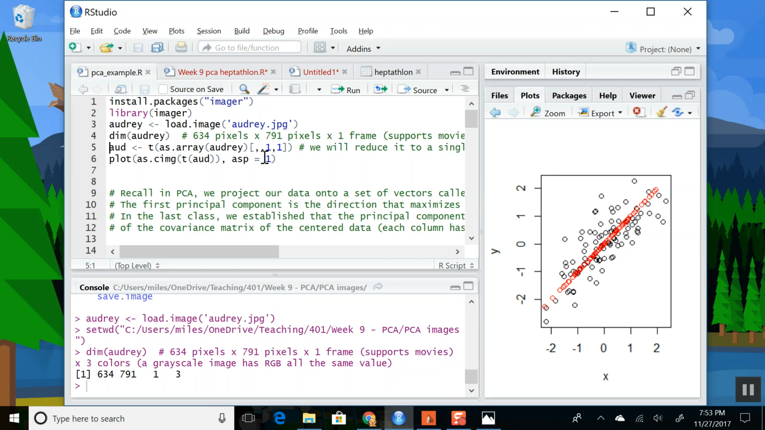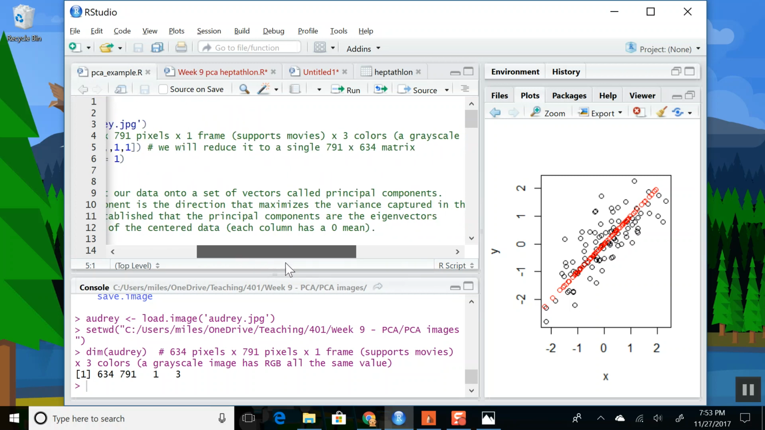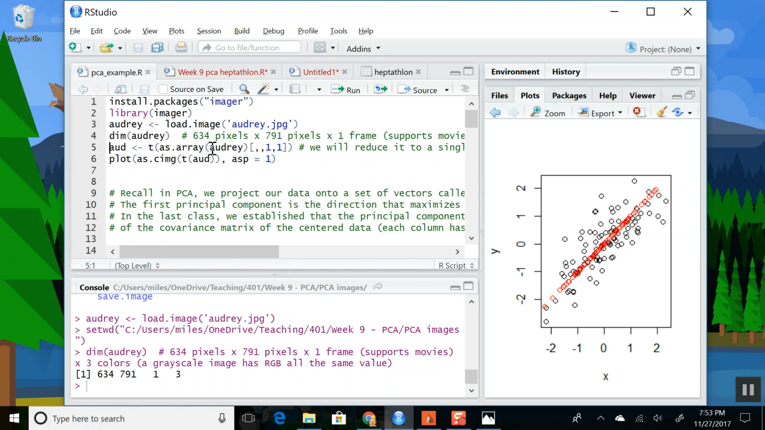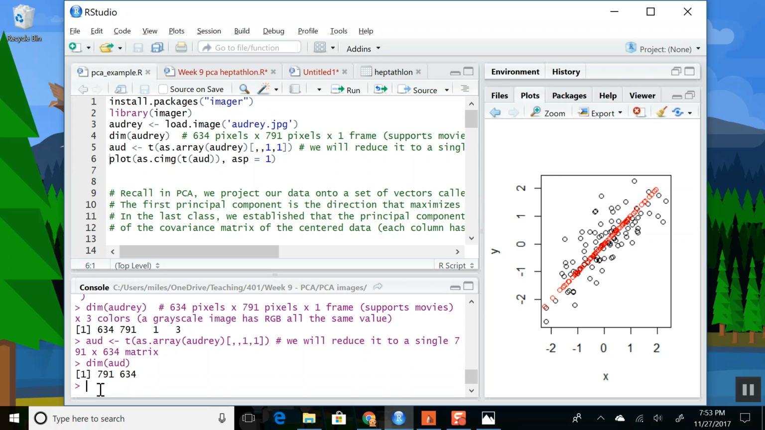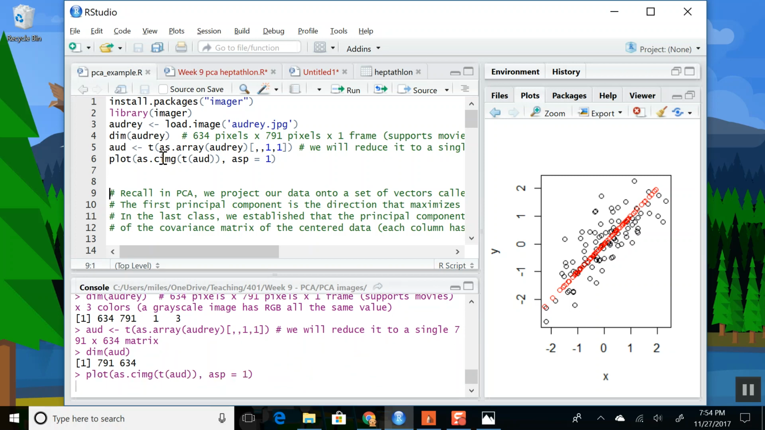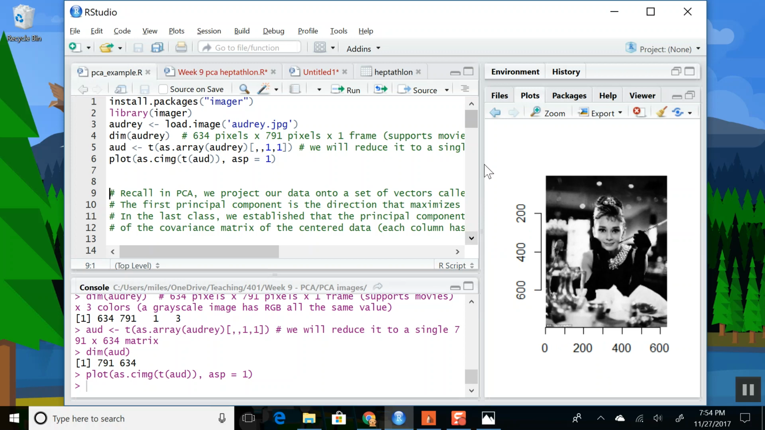Okay, so here I'm just going to reduce it to a 791 by 634 matrix. If we look at the dimensions of the resulting thing now, it's just a single matrix, 791 by 634, and I can use plot as image, and here it gets plotted in R like that.